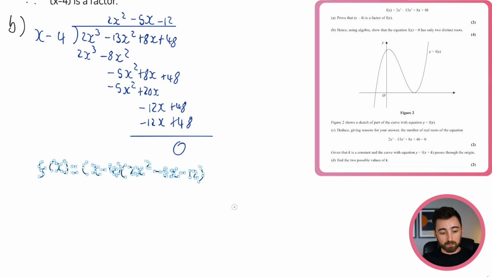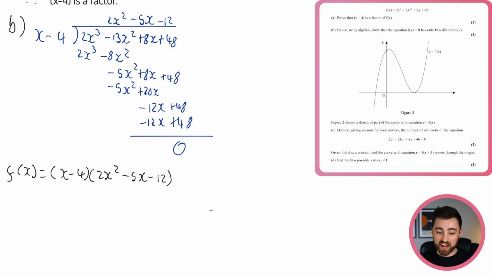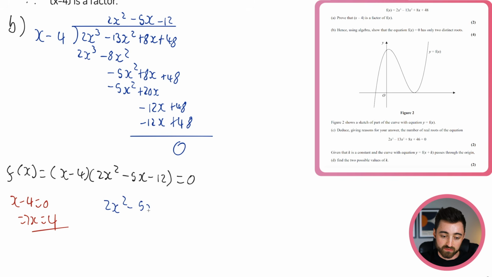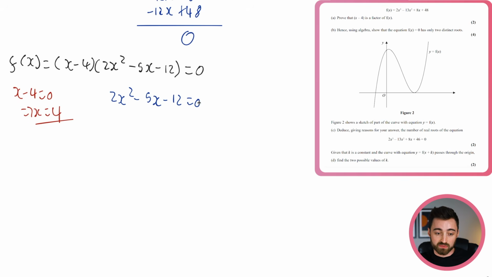Why is this useful? Because if I was to solve the equation f of x equals 0, I now just have the equation this equals 0. Factorizing it is useful because when I have factors multiplied together equals 0, I can split them up. I can say, sweet, that means that either x minus 4 equals 0, which implies that x equals 4, so I've got a solution there. Or 2x squared minus 5x minus 12 equals 0. Now, it's a quadratic, I can go on and solve it. This, however, says that it only has two distinct roots.